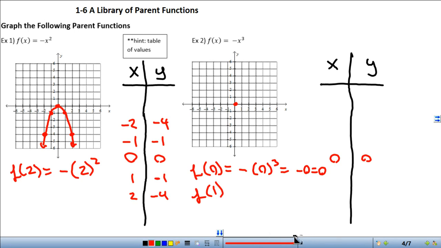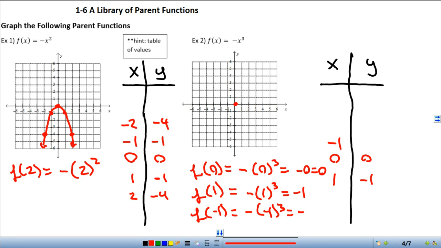F of 1. So let's plug in 1. Negative 1 cubed, negative 1. F of negative 1. That's negative 1 cubed, which is negative 1, which is positive 1. So I've got 1, negative 1, or negative 1, positive 1.